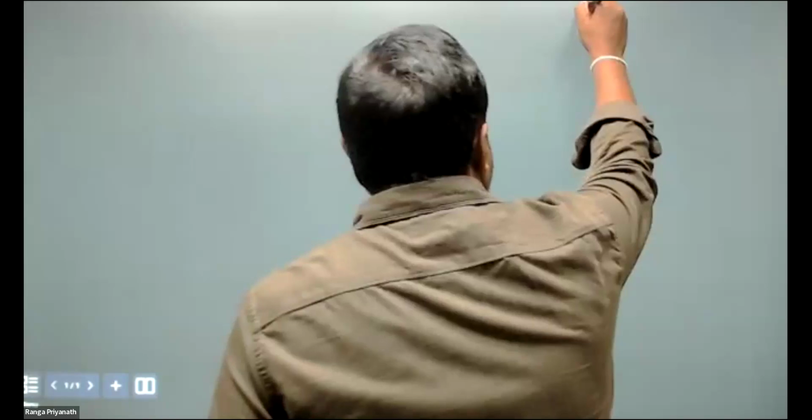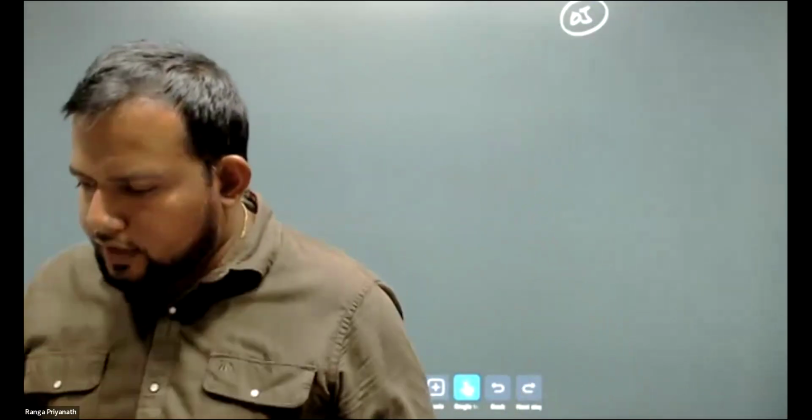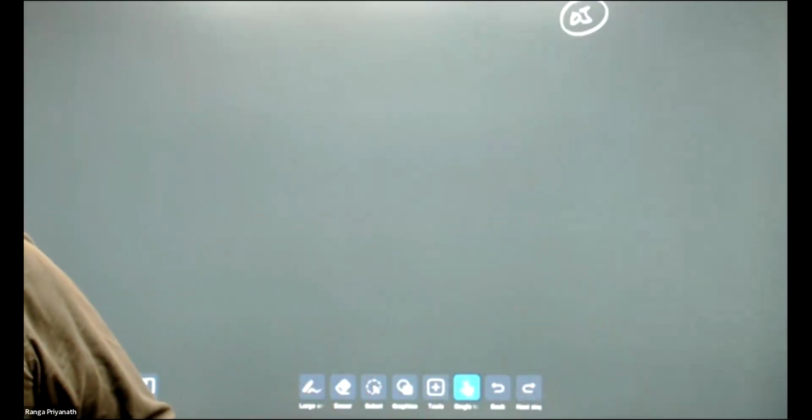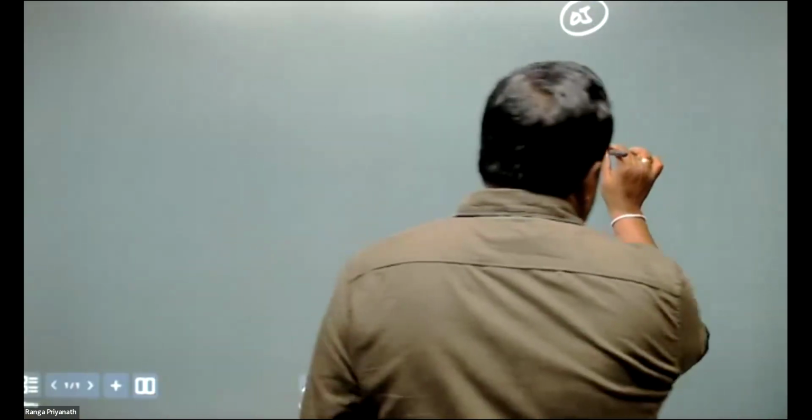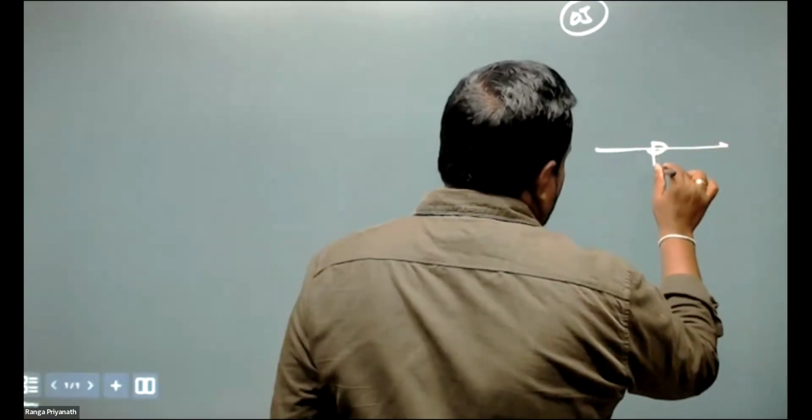Question number 5. The sum of the two vectors of equal magnitude is root 3 times its difference. Let's say you have two vectors which are equal.